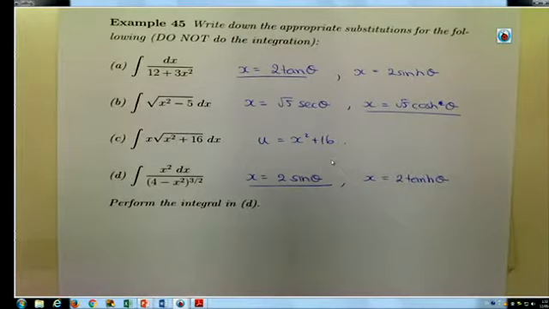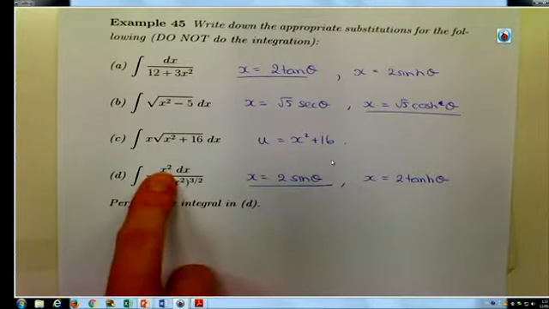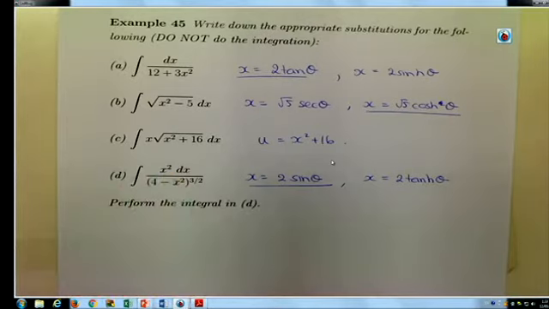Can you do the last one by parts? Maybe, because you've got a derivative here if you take one of those x's, but off the top of my head I don't know how hard it would be, but yeah. Does anyone have any other questions?